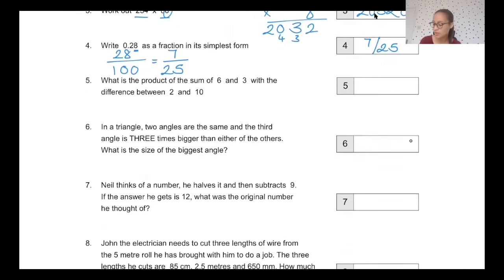Okay, the product of the sum of 6 and 3 with the difference between 2 and 10. What is the product of the sum of 6 and 3 with the difference between 2 and 10? Do read over, make sure we've got a grasp of this. What's someone trying to say?